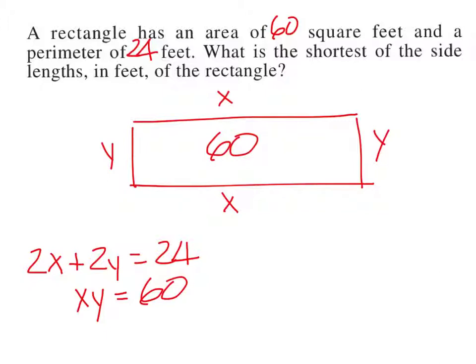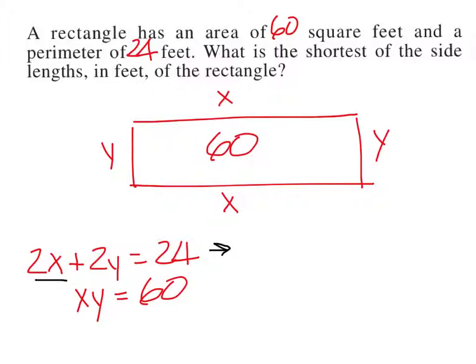Okay, now we can do some substitution of some sort to figure out what the shortest side is. Now you could do something with this equation here and then insert it into this, or do something with this equation and insert it into that. I'll go ahead and mess with this one. How about we solve for x in that one? Not for a value, but just set x equal to something.